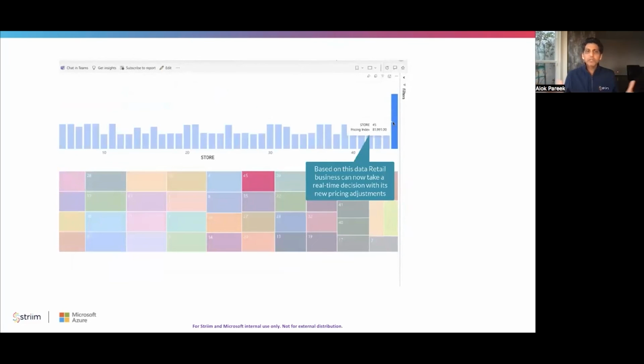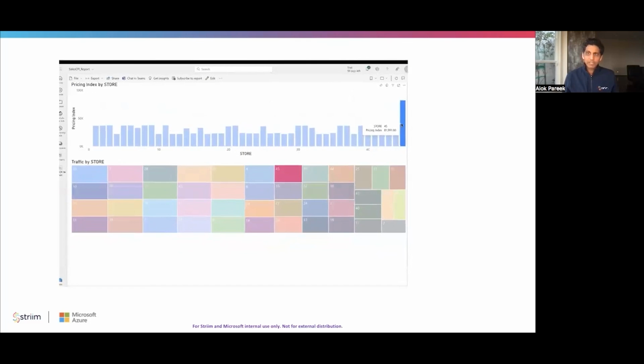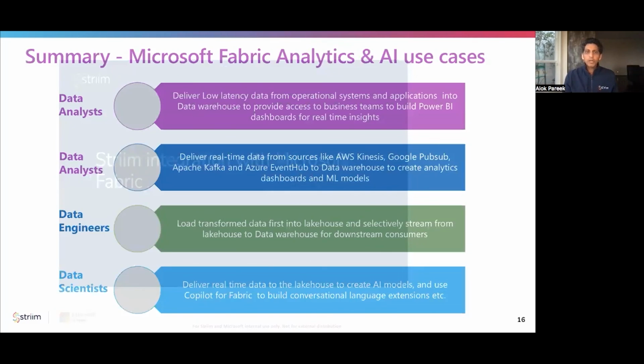So this is an end-to-end experience of how you can enable and activate your Fabric offerings with real-time data using Striim from a number of different external systems, where the data may be coming from on-premise systems or from across clouds. That was a very quick overview of our integration capabilities with Microsoft Fabric.